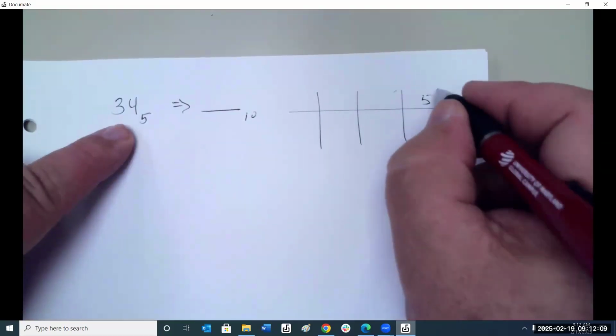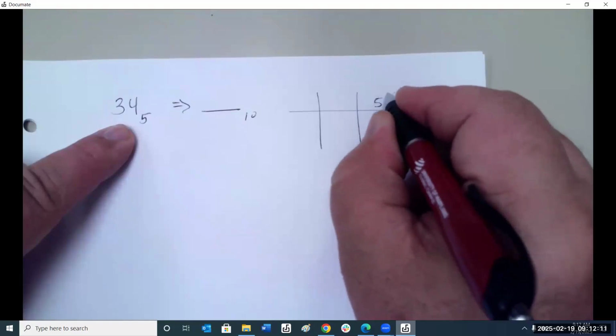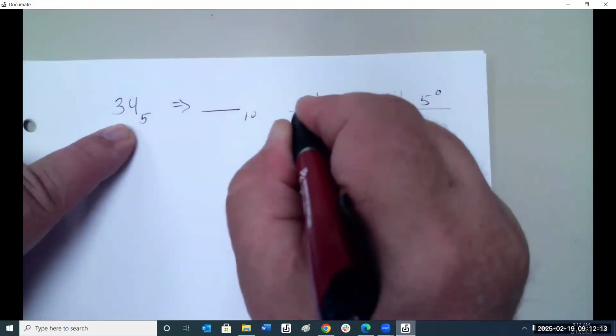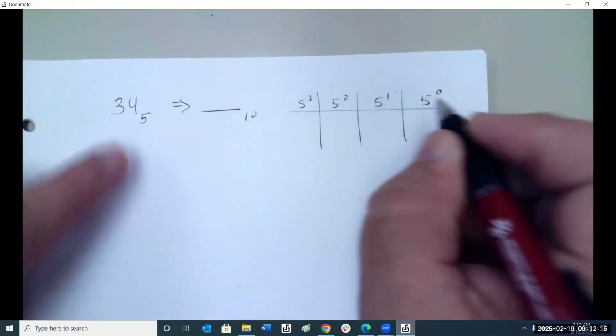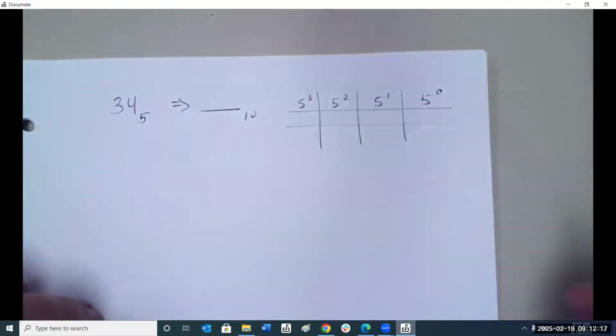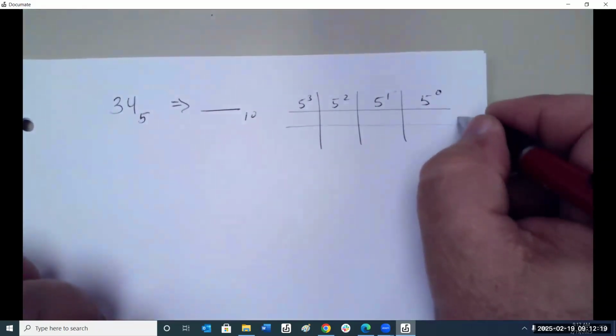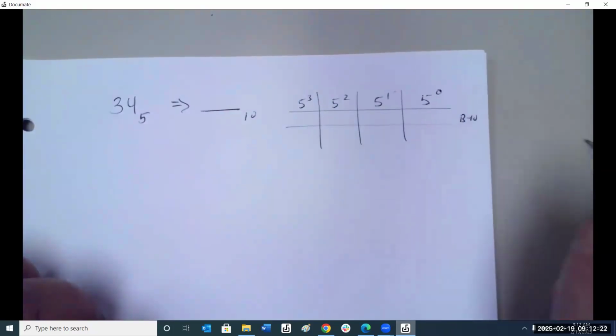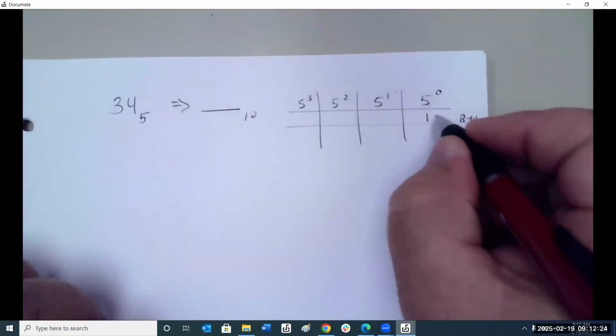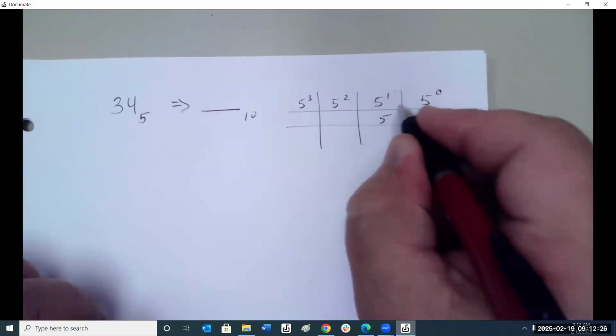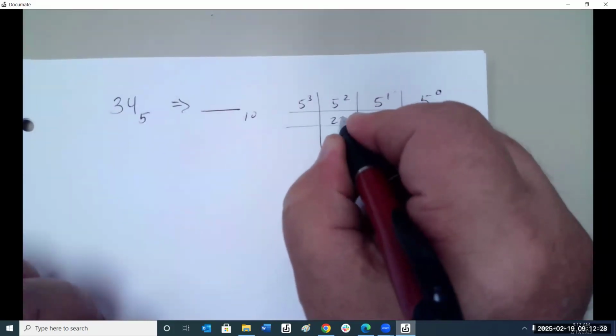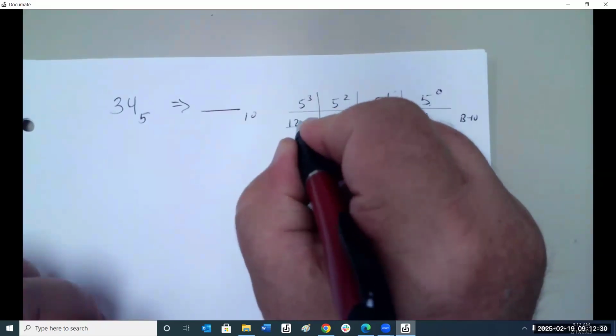Since it's base 5, we have 5 to the 0, 5 to the 1, 5 to the 2. This is base 5. This is base 10. 5 to the 0 is 1. 5 to the 1 is 5. 5 squared is 25. 5 cubed is 125.